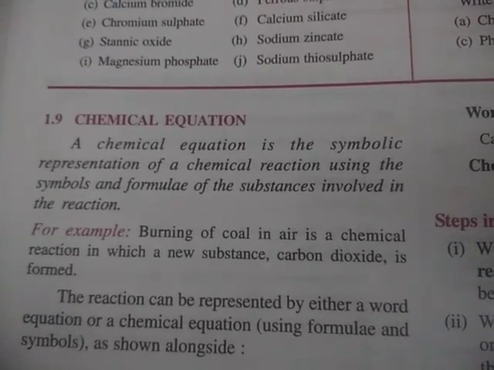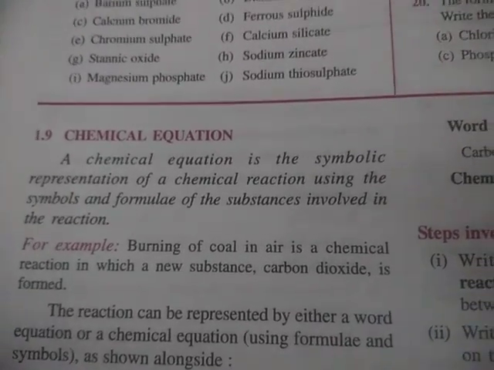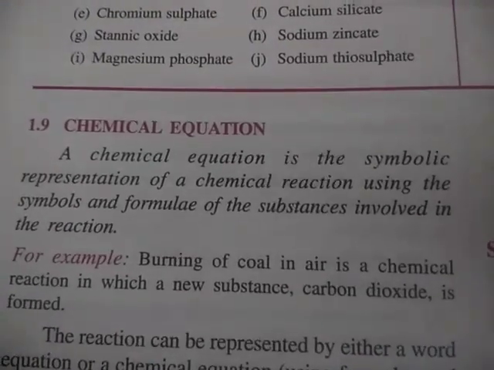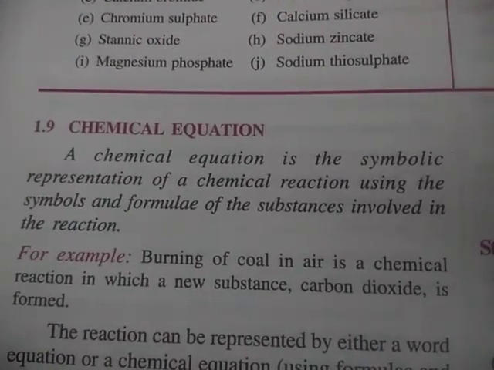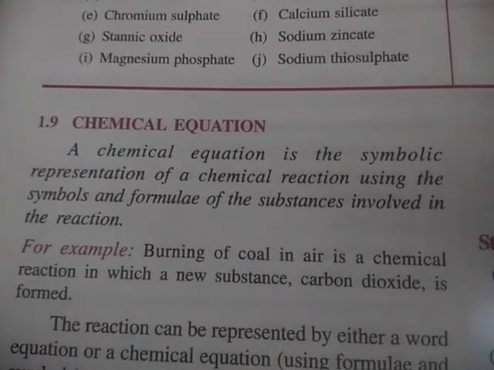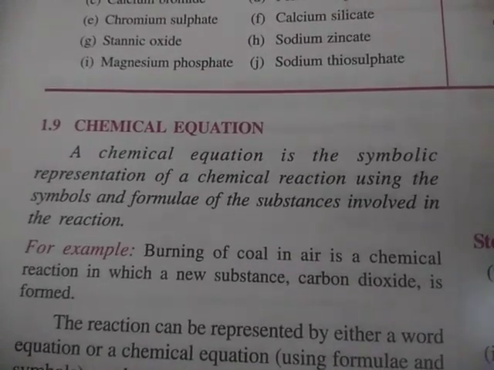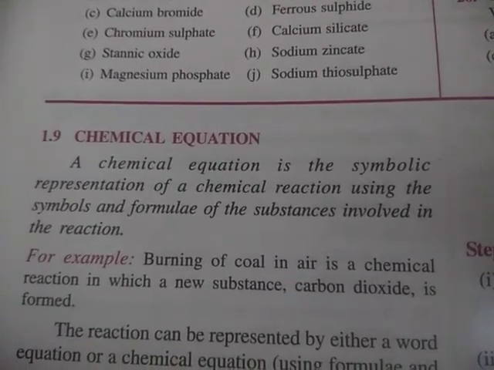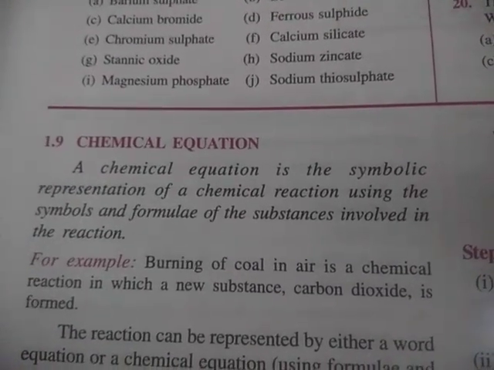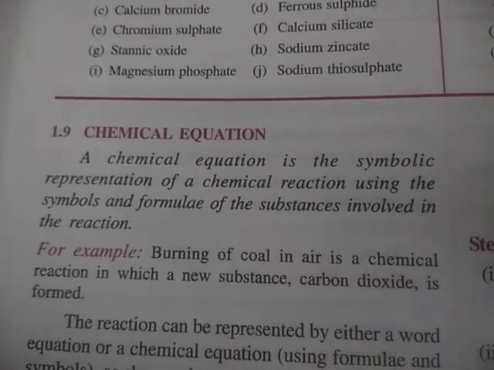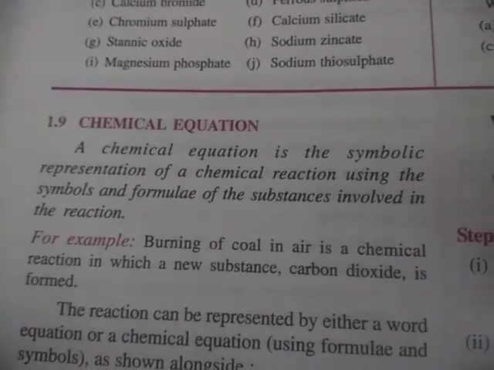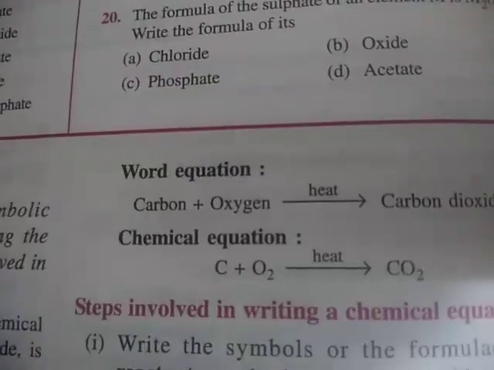Now open page number 10, chemical equation. So what is a chemical equation? A chemical equation is the symbolic representation of a chemical reaction using the symbols and formula of the substances involved in the reaction. So whatever the reactants are there, gases, solids, whatever the molecules are, you write their formula. You show it by an arrow. If some more reactants are there, a plus sign is there.